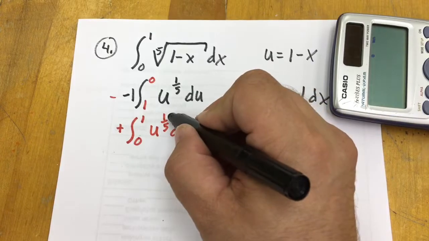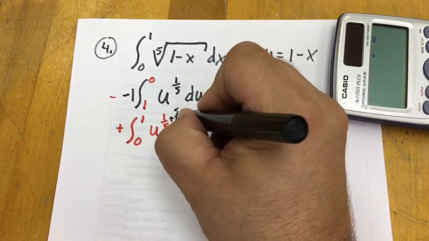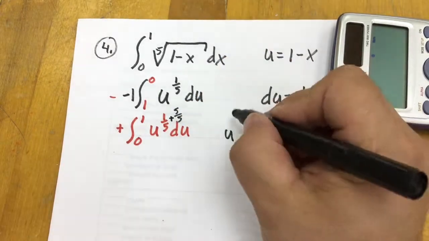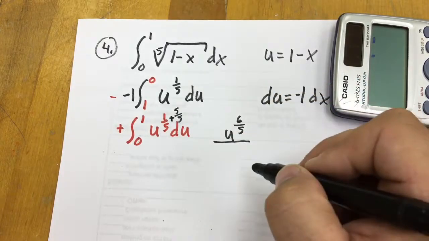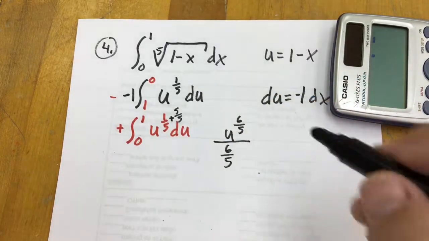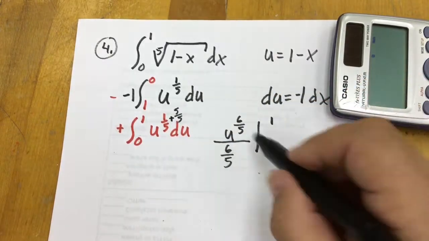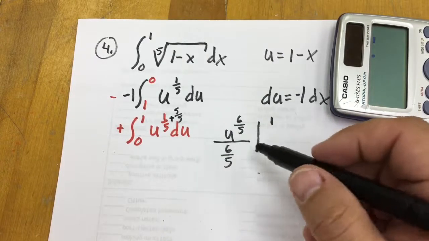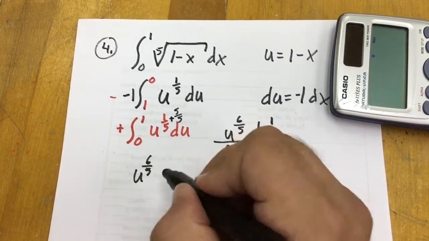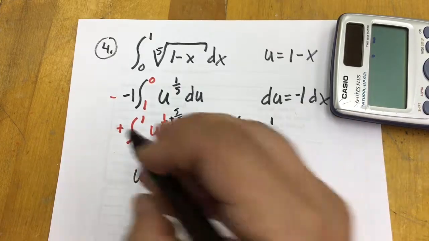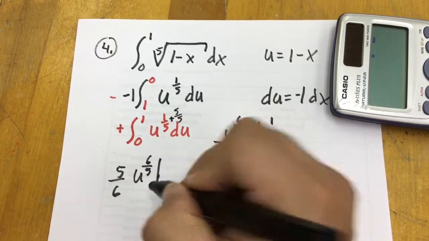So I'm supposed to add 1. I'm going to add 5 over 5, so it's going to give me u to the 6/5 over 6/5 from 0 to 1. But I want to simplify that, so u to the 6/5 times the reciprocal of that. I'm going to put it out front. That would be 5/6 from 0 to 1.